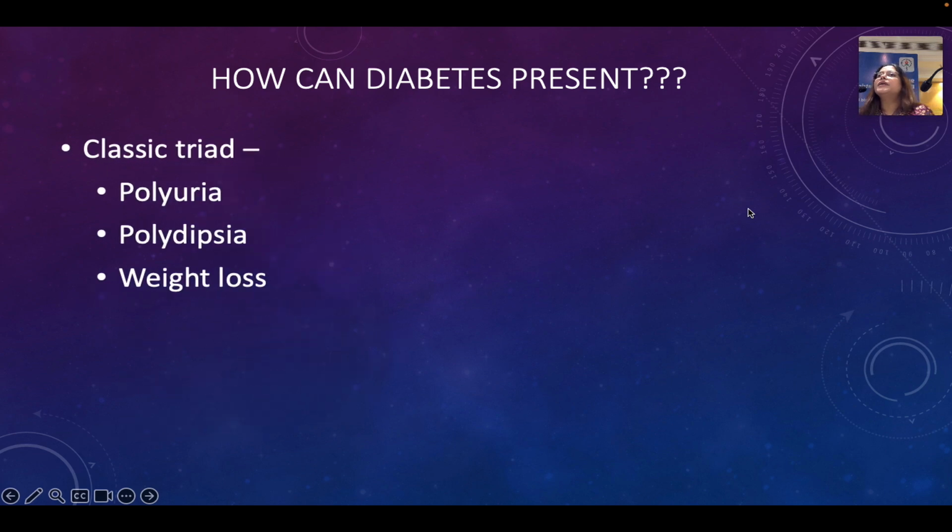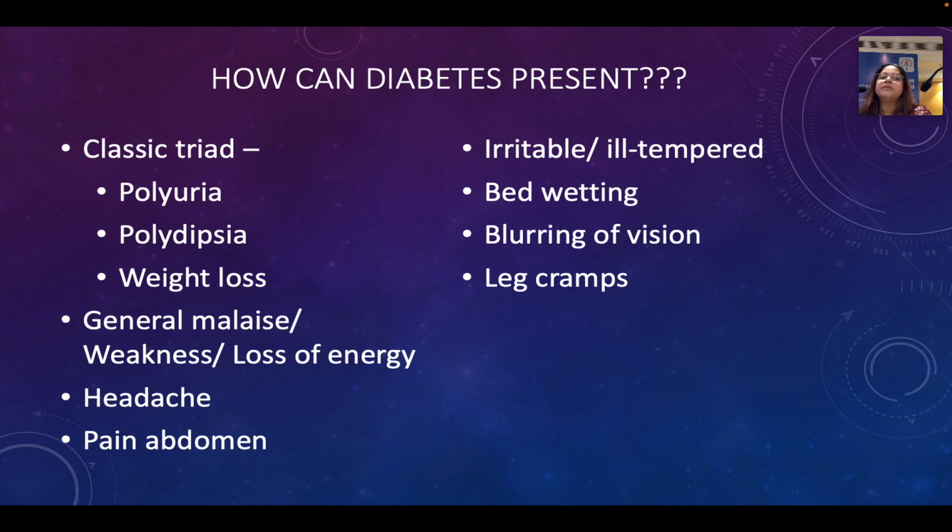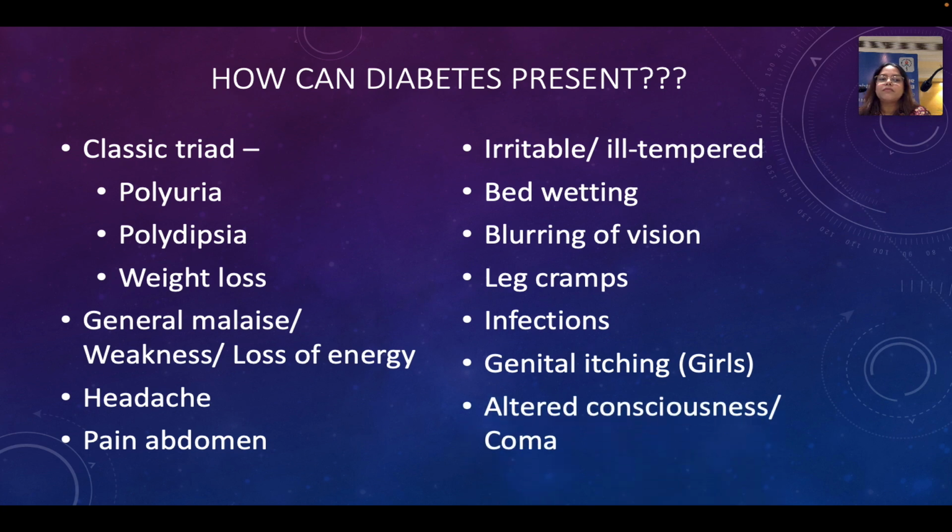So how can diabetes present? As we all know, the classic triad of presentation of diabetes is polyuria, polydipsia, and weight loss, but 50% of children do not present like this. They can come to you with general malaise, weakness, loss of energy, headache, pain abdomen, irritability, ill-temper, bedwetting, blurring of vision, leg cramps, infections, or genital itching in girls. So they can present to you with any symptom. That is why it is very, very important that for any sick child, you check the blood sugar. Or they can come to you in altered consciousness or coma.